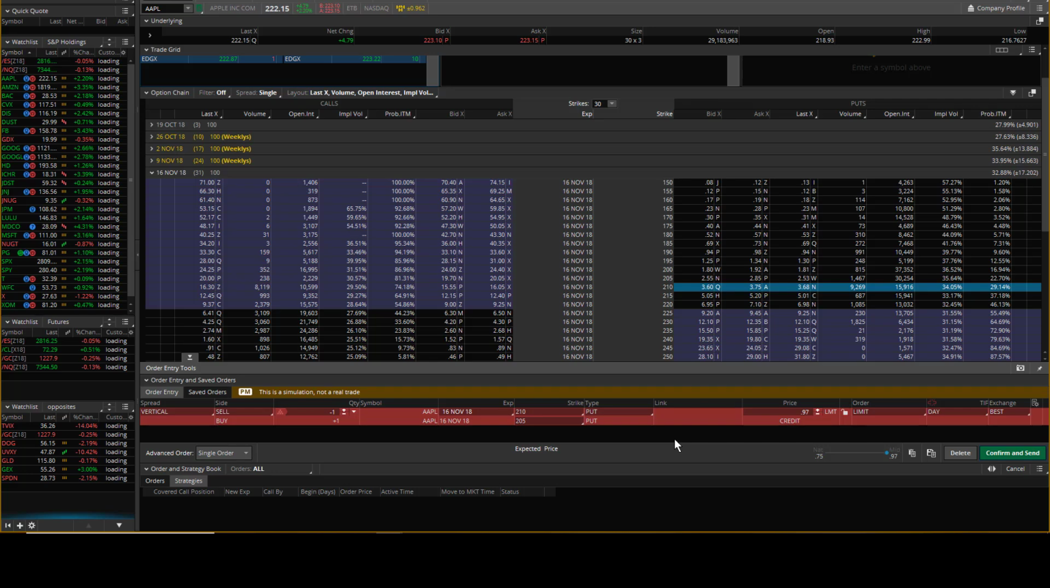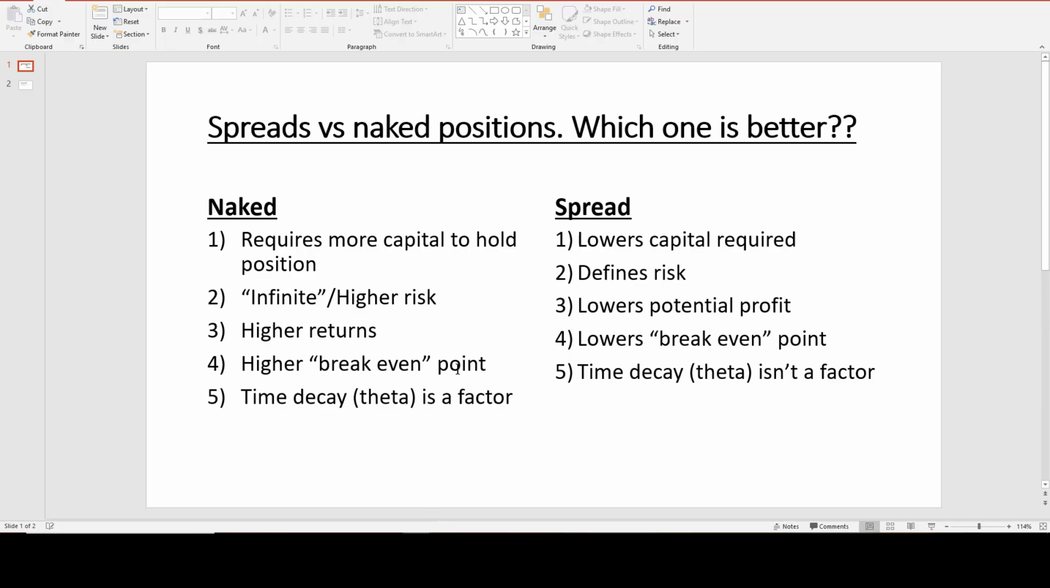If you have a small account, and this is the only trade that you have on the table, is it really worth trying to trade that naked position? Even if TD Ameritrade or your broker will even let you hold that position, I'd say the chances are unlikely that they're going to let you hold such a large position with a smaller account. So that's a huge benefit with the spreads, is it lowers your capital required. It defines what your risk is. It actually lowers your risk. However, it does kind of lower your potential of profit.